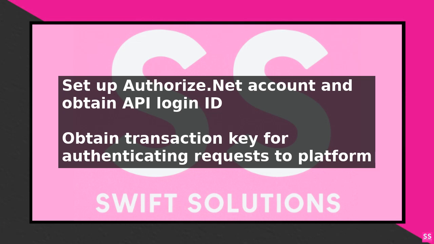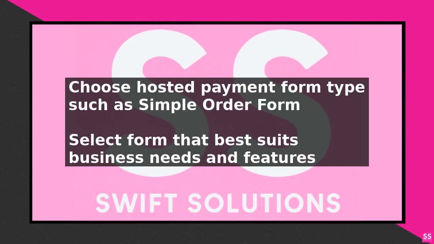your business needs. To automate the hosted payment form, you will need to use the Authorize.net API to generate a token that redirects the customer to the payment form. You can do this by sending a request to the Authorize.net API with the required parameters, such as the transaction amount and the customer's email address.